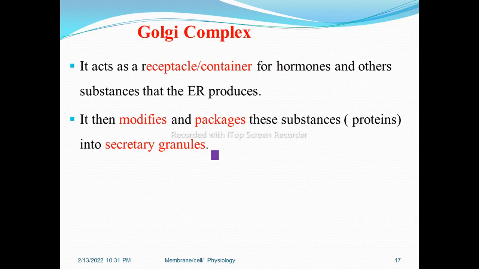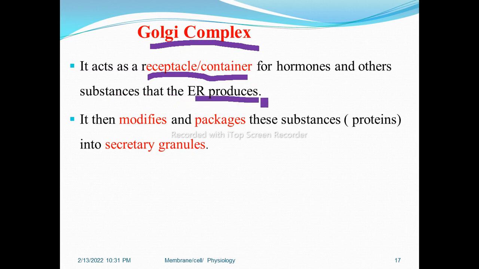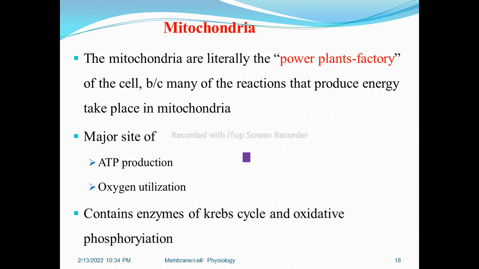The other is the Golgi complex, or Golgi apparatus. It acts as a receptacle or container for hormones and other substances that the endoplasmic reticulum produces, and it modifies and packages these substances, proteins, into secretory granules. So the main function of the Golgi complex is processing of proteins synthesized in the rough endoplasmic reticulum, and it is important for membrane retrieval, recycling, and redistribution.